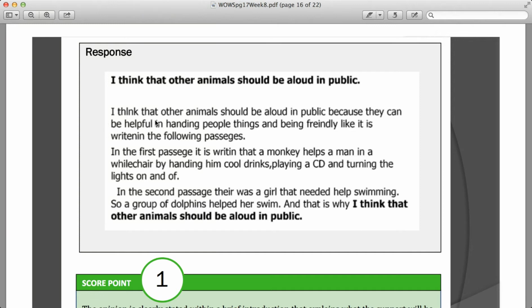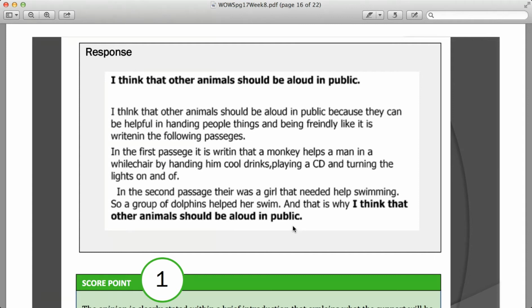I think that other animals should be allowed in public because they can be helpful in handing people things and being friendly, like it is written in the following passages. In the first passage, it is written that a monkey helps a man in a wheelchair by handing him cool drinks, playing a CD, and turning the lights on and off. In the second passage, there was a girl that needed help swimming, so a group of dolphins helped her swim, and that is why I think that other animals should be allowed in public.